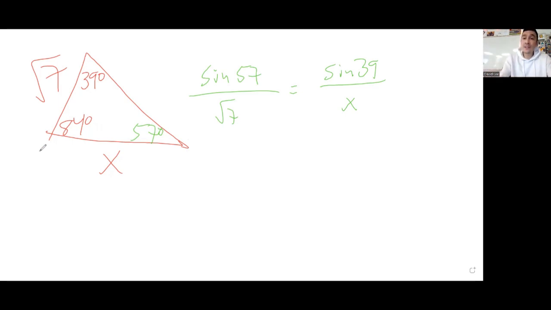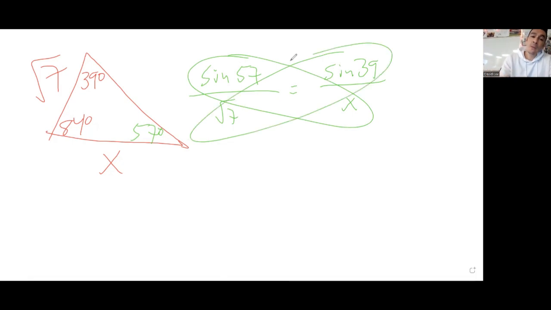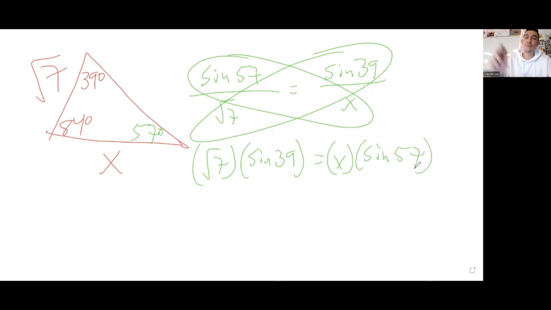We can solve this equation here to find x. So if you cross multiply, we would have the square root of 7 times the sine of 39 equals x times the sine of 57. And the goal is to find the value of x. So to get x alone, we can divide both sides by sine 57, because that's a number, right? And these are gone. Now, while you're copying, I can type this in for us.